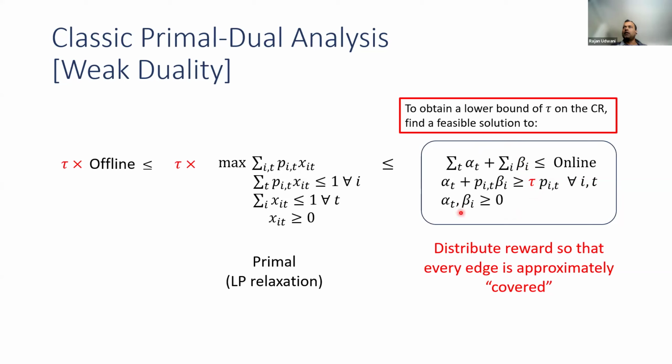One way to see this process of fitting a dual would be that, well, you give me an online algorithm, it makes some overall reward. I will distribute that reward among these dual variables, alpha t for arrivals, beta i for the resources. So I take all the reward in online, divide it in some way between these duals so that every edge is covered. So I can look at this as a covering constraint. The sum of alpha t plus this p_it beta i should cover the probability p_it up to some constant factor.